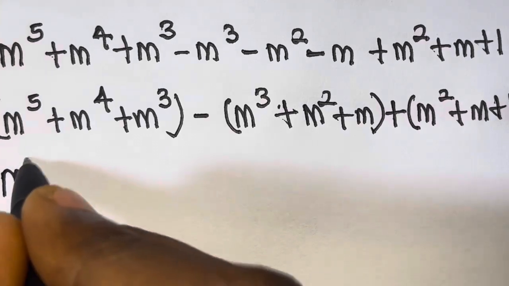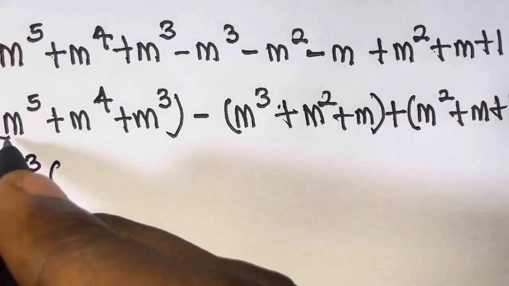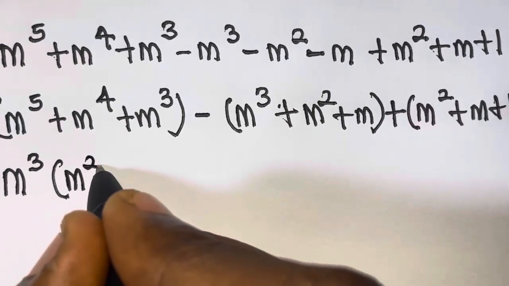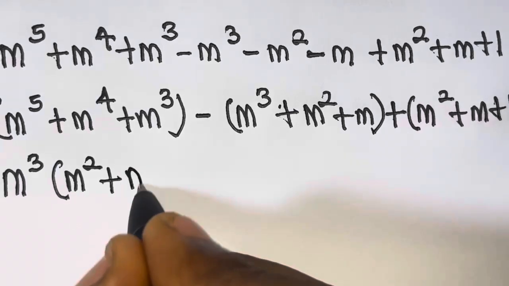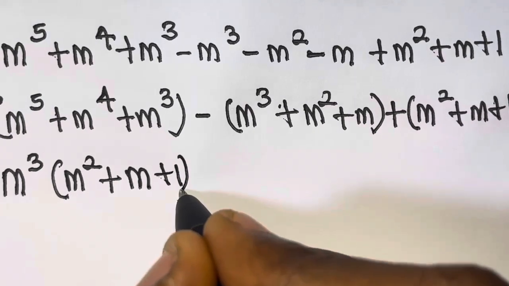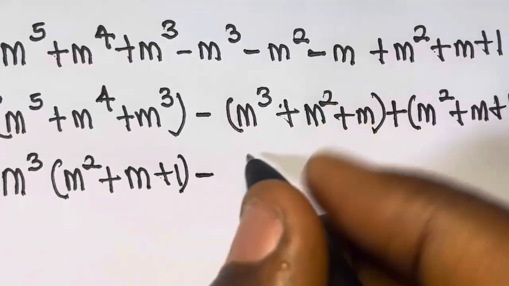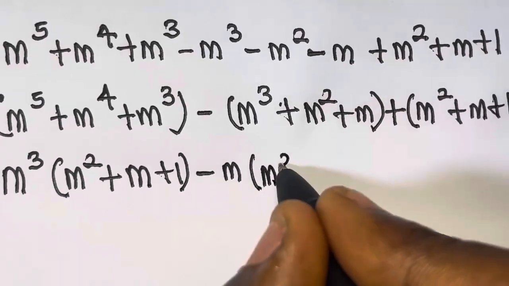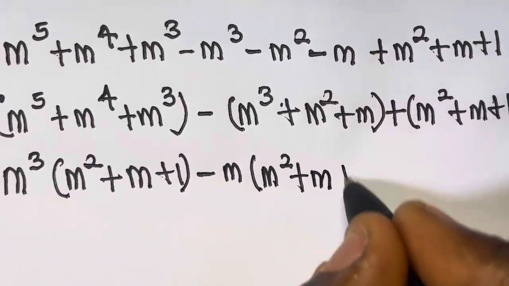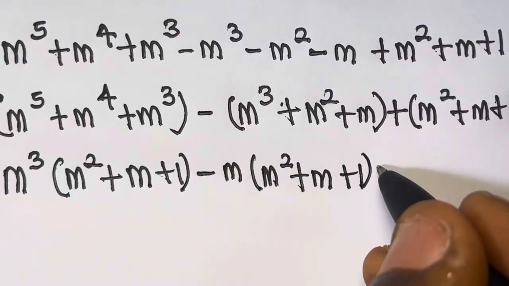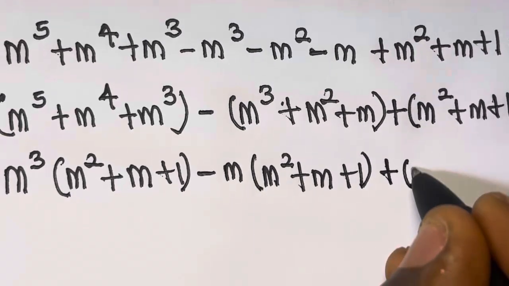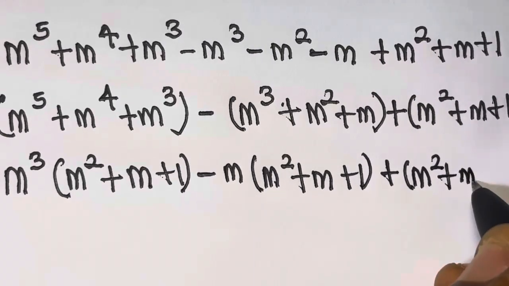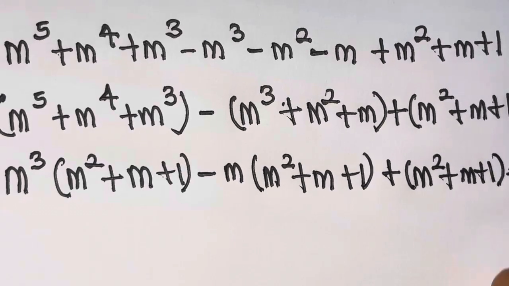We will have m raised to the power 3. Then what will be left here? So we have m raised to the power 2. What will be left here? M plus 1 minus what is common here. So m, let's factorize m out. We have m raised to the power 2 plus m plus 1. And here we have m square plus m plus 1 equals 0.